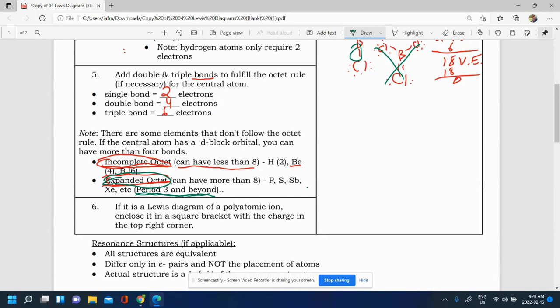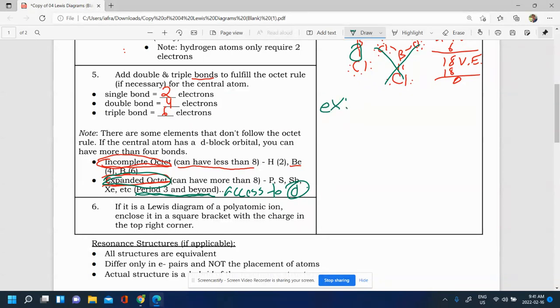The main reason for this is that you have access to d orbitals, and those d orbitals are not so high in energy that you can't access them for bonding. You can actually access them for bonding once you get into the 3rd period. So for period 3 and beyond, you can have expanded octets. There's nothing wrong with that. We'll do a couple of examples here.